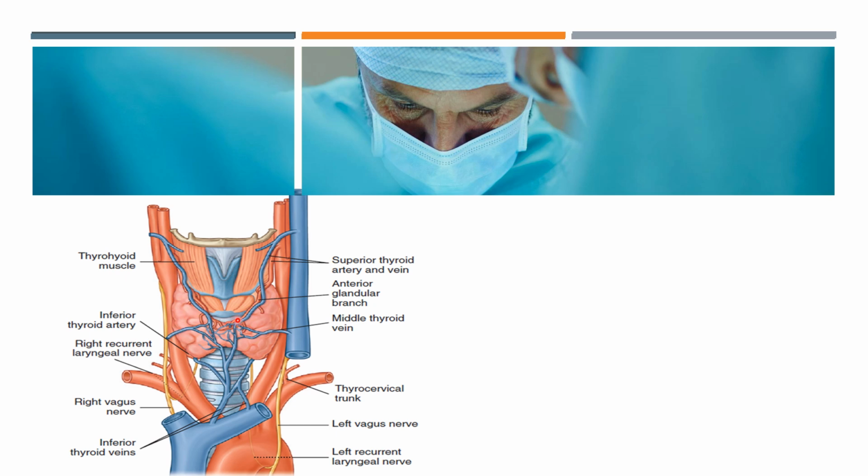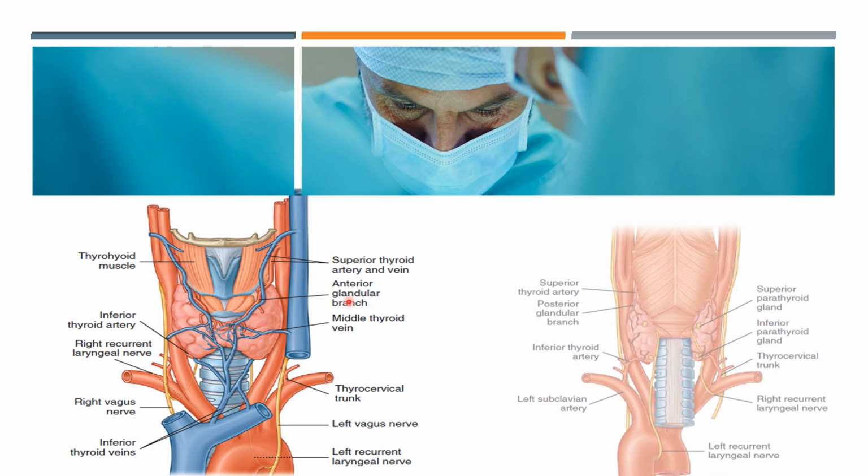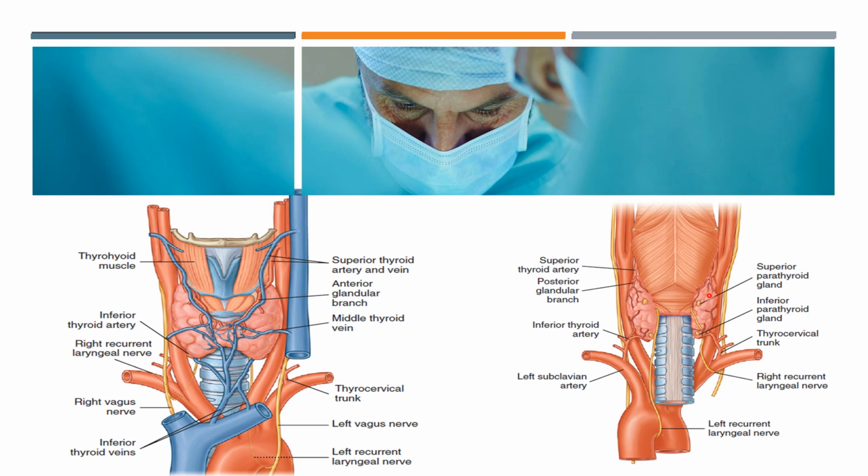Attached to this gland posteriorly, we have other smaller four glands, two on each side. These smaller four glands are called parathyroid glands. Also, these are very important glands that secrete parathyroid hormone, which plays a role in controlling and regulating the calcium metabolism in the body.